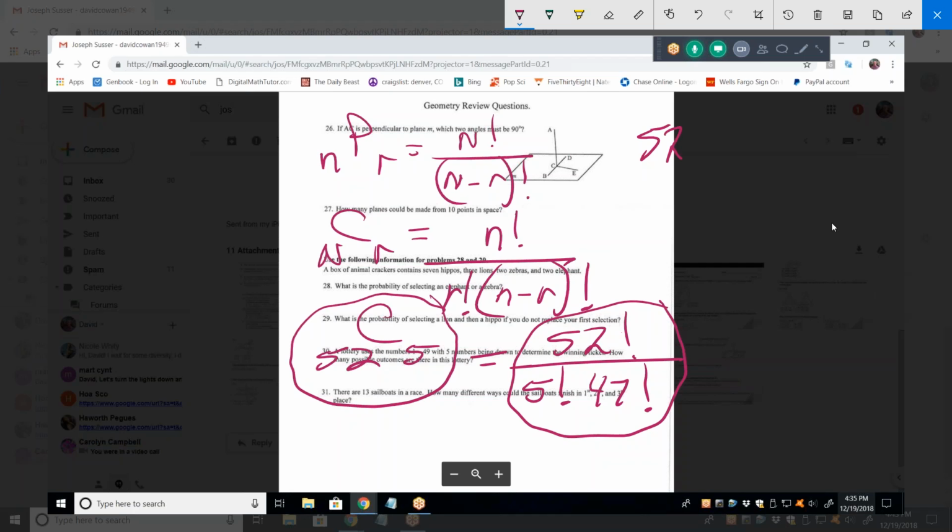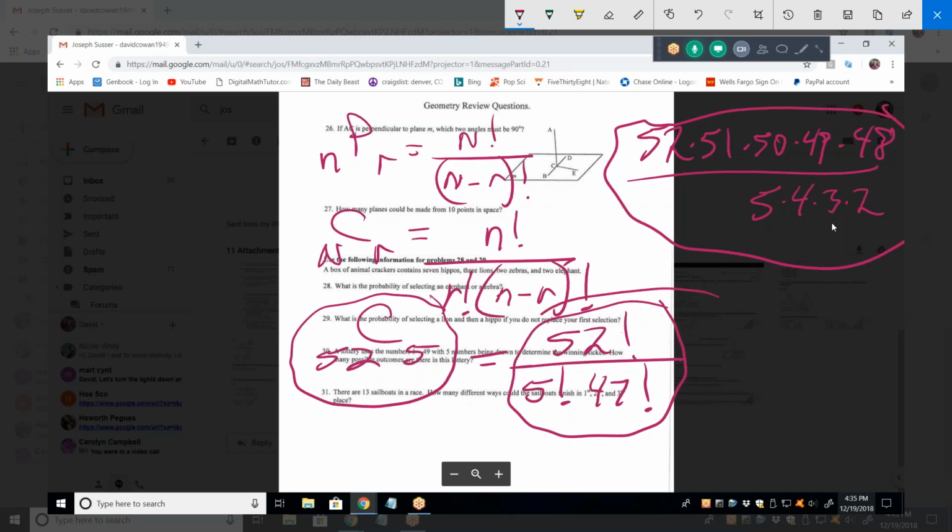So my answer is 52 times 51 times 50 times 49 times 48. And the denominator is going to have a 5 times 4 times 3 times 2 in it. That's the 5 factorial. And now you can do things like cancel, or you can put that into a calculator. Do you have a calculator that does that?